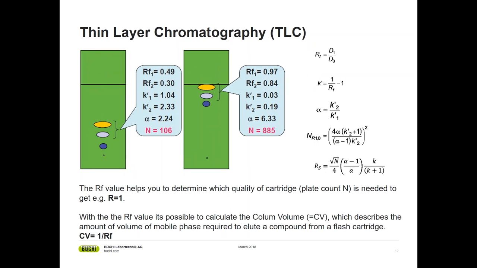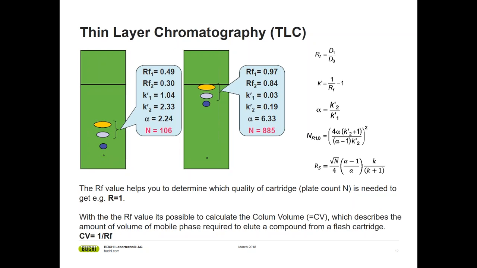Now let's say we found the best condition for our sample regarding the solvent's composition. How do we translate now the RF value to a flash method? What does the RF value tell me? First of all, it helps you to determine what quality of cartridge or column is needed to get, for example, a resolution of 1. And the quality of a cartridge is expressed as the efficiency N. Maybe you remember, but anyway, I will talk about this later.